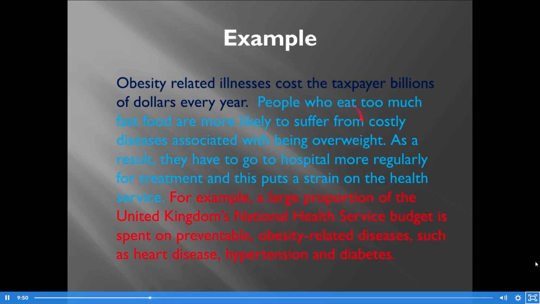So if you eat too much fast food, then you're going to be overweight. Well, what does that matter? How does that affect anything? Well, you need to explain further. As a result, they have to go to hospital more regularly for treatment, and this puts a strain on the health service. So you fully explained how this main idea answers the question. And then we provide evidence to support our main idea here in red in the form of an example.